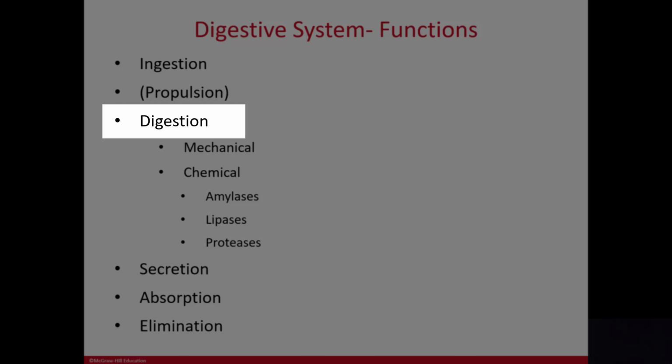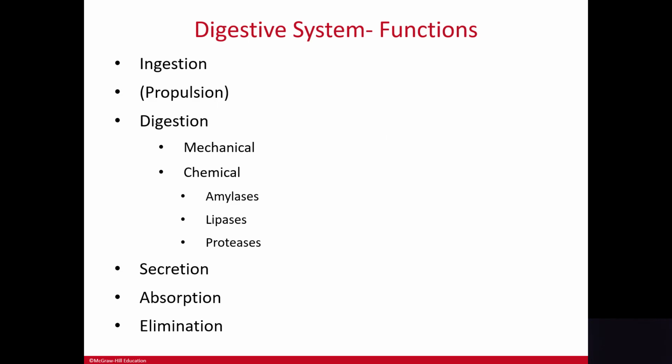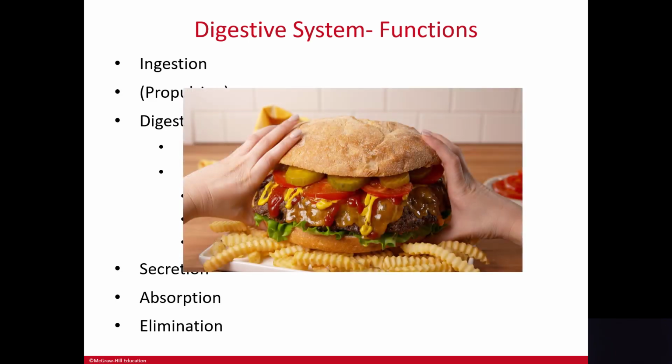Okay, so moving to the next one, digestion. What is digestion? So we've mentioned that word a couple of times already. Digestion is basically breaking food down into simpler forms. We need to break the food down into smaller bits so those smaller bits can be transported and absorbed into the cells, right? We can't just take a cheeseburger and shove it into the cells and then use it for energy, right? That doesn't work.